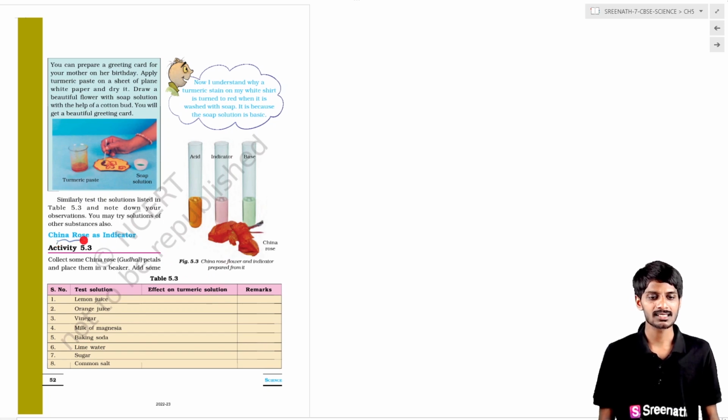Then the next indicator is china rose. It is also a natural indicator. To prepare this, you have to take china rose petals and add them to hot water.